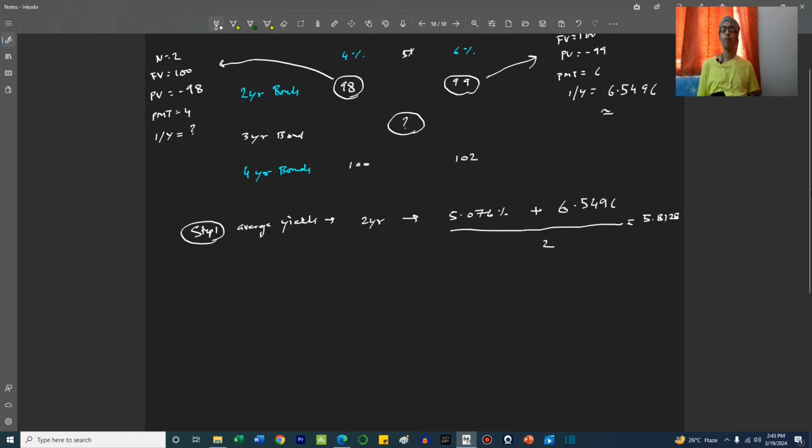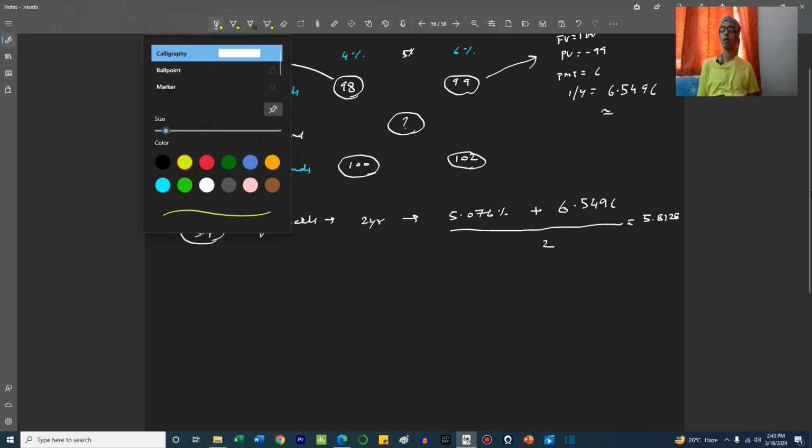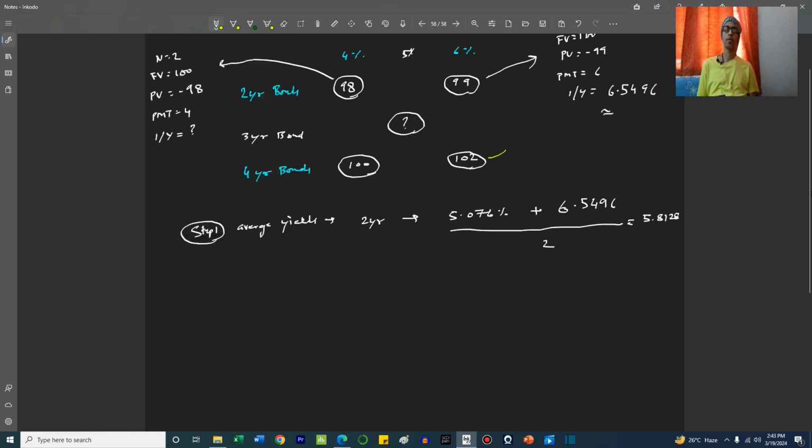Similarly, for these two we also calculate the yields. For this one, N is 4, FV is 100, PV is minus 102, PMT is 6, we need to find the yield. For the 4-year bonds, the first yield that we have calculated is coming as 5.4303.